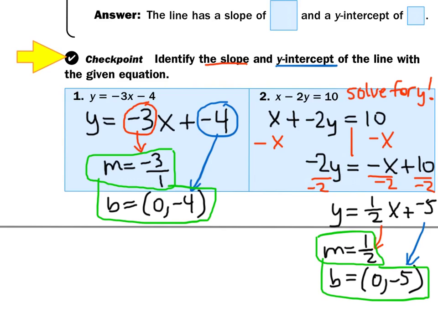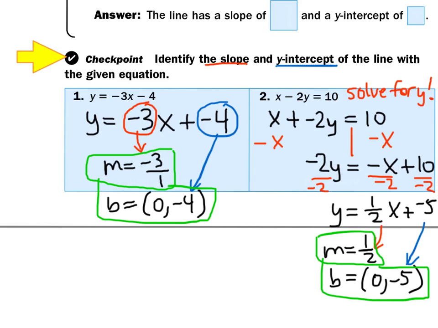So look at number 1. Y equals negative 3x minus 4. Well, the first thing, when I see a minus, you better add a line and change the sign. So we would write y equals negative 3x plus negative 4. And then I just use my colors. I use my red to identify the number in front of the x is negative 3. So that means my slope is negative 3, which I'm going to write as a fraction, negative 3 over 1.